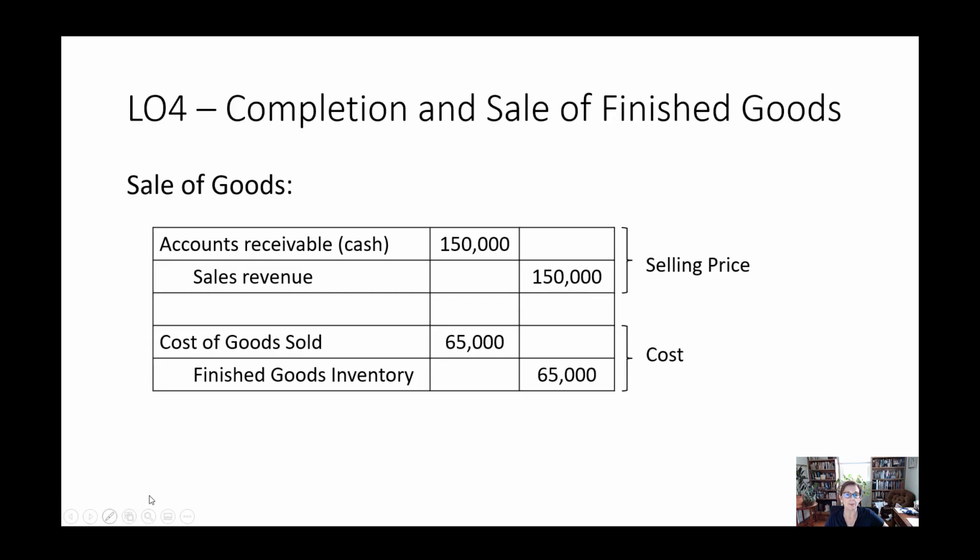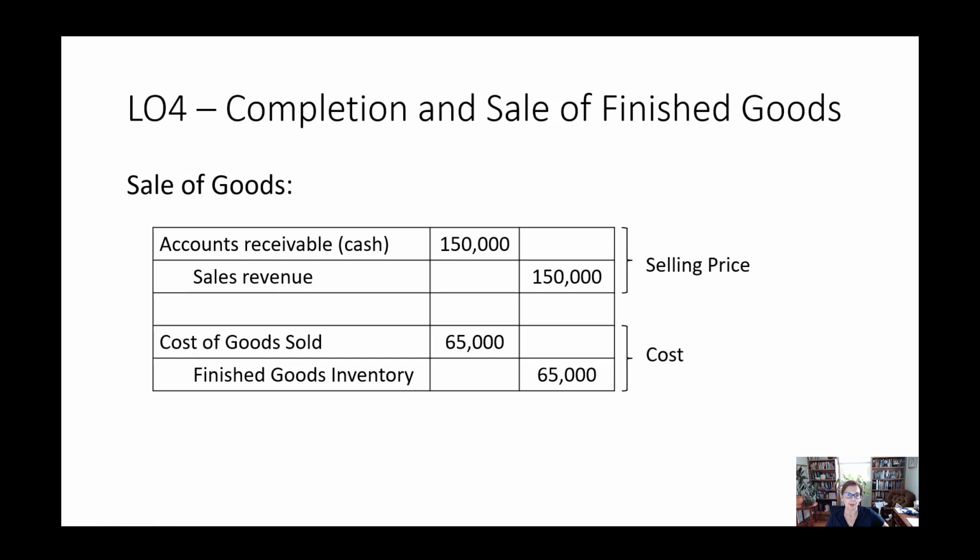And then once the jobs are sold, we're going to make two different journal entries. So we're going to debit accounts receivable or cash and credit sales revenue. That's the sale. That's recording the sale. And that entry is at selling price. So we're saying here that we made a sale and the sale was for $150,000.